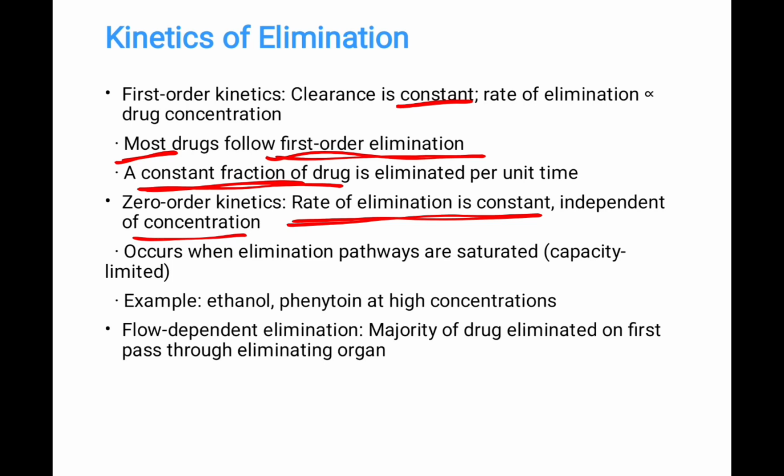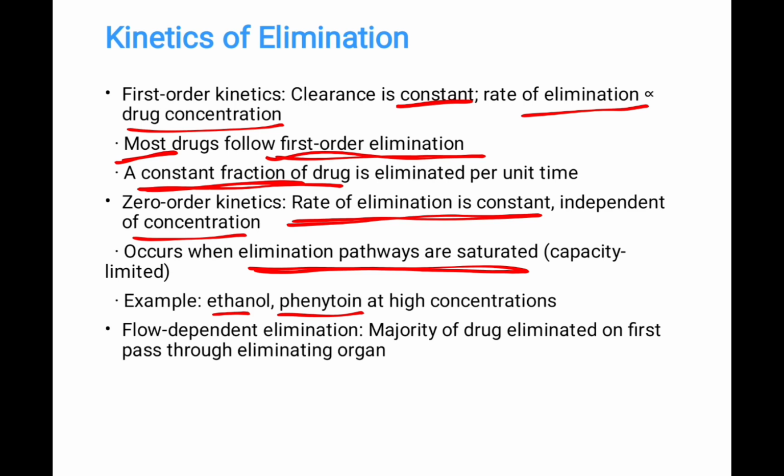For first order kinetics, the rate of elimination is directly proportional to drug concentration, which means it is dependent on the drug concentration. But in zero order kinetics, the rate of elimination is independent of the concentration. The concentration of the drug does not determine the rate at which the drug is being eliminated. So it occurs when elimination pathways are saturated. For example, ethanol, phenytoin at high concentrations.